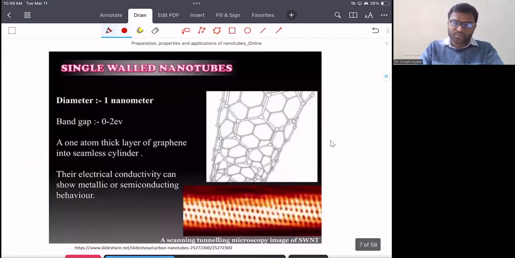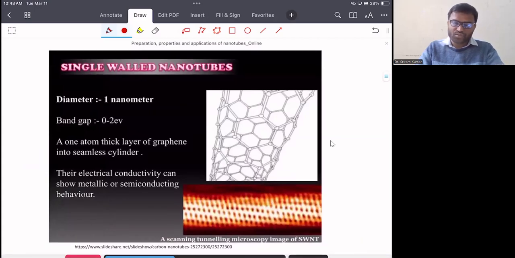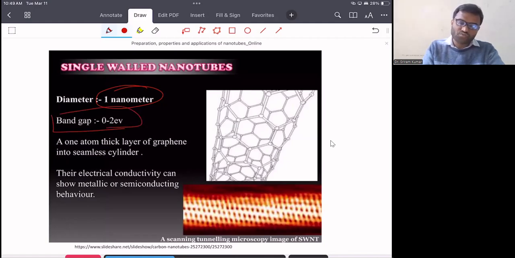If you want to understand the single wall CNT, it has a diameter close to 1 nanometer, and the band gap is up to 2 electron volt. That depends on whether the CNT is metallic or semiconducting in nature. At the same time, the electrical conductivity also depends on whether the CNT is metallic or semiconducting in nature. And this is a scanning tunneling microscopy image of the single wall CNT structure.